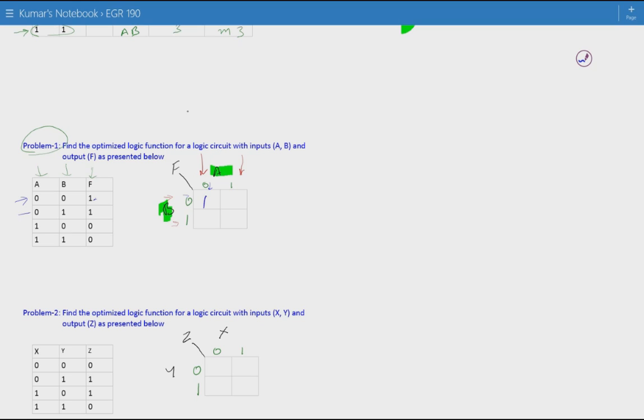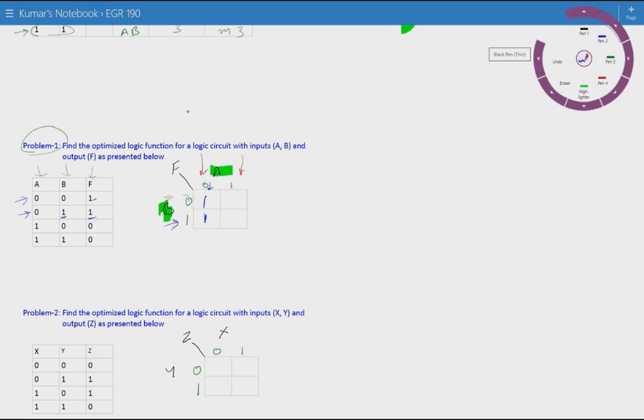The next one, A is 0, so the first column, and the second value, B is 1. My B is 1 in the second row, which is here. So we have to write this F value, which is a 1, down here. The nice thing about K-map is that all you're concerned about are ones, and you don't care about zeros. Disregard the zeros, just focus on the ones.